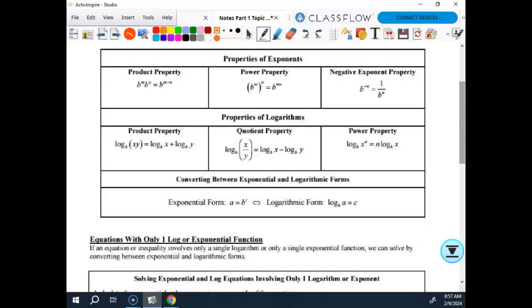So we've got the product property for exponents. You know, if you multiply 2 things with the same base, you add their exponents, right? We know that rule. We know if I have a power to a power, then they get multiplied. And we know if we have a negative exponent, that results in the reciprocal, right? All old news. And then product property, quotient property, and power property that we talked about the other day for logs.